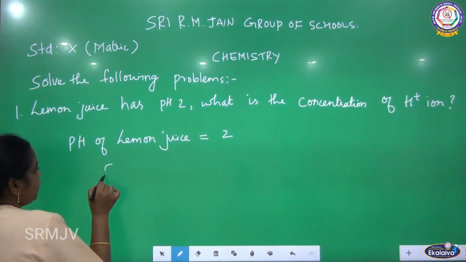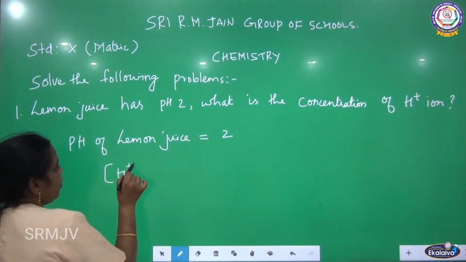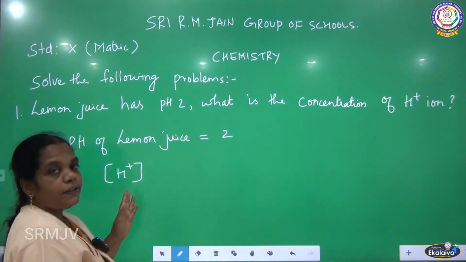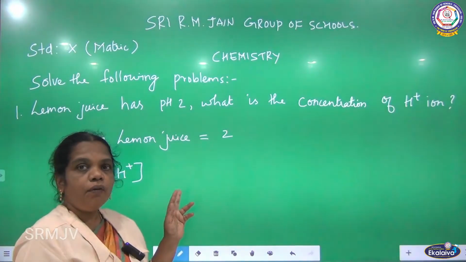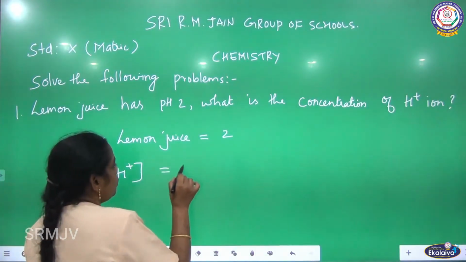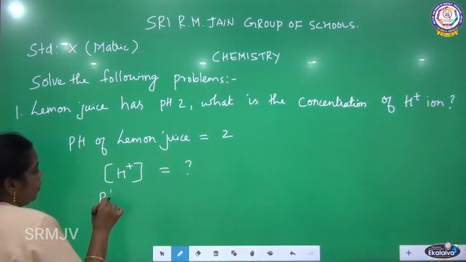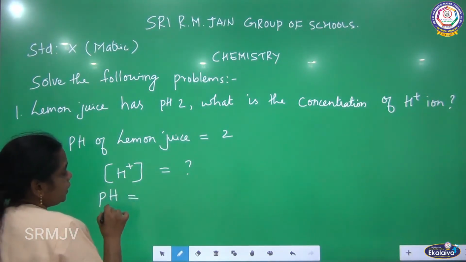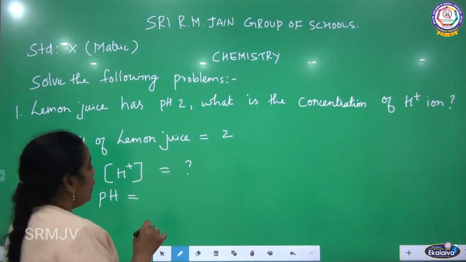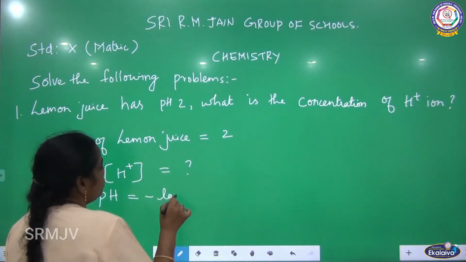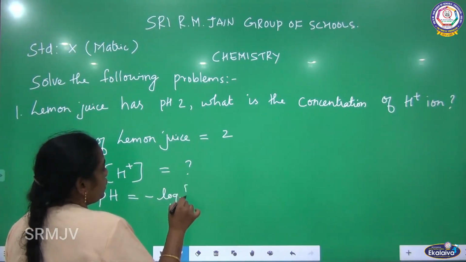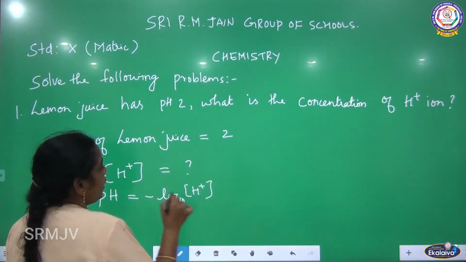Now you want to find the concentration of H plus ion. The concentration term can be expressed in the form of square bracket. This you have to find out. So what is given? The pH. What is the formula to find pH? pH is nothing but negative log to the base 10 of H plus ion.